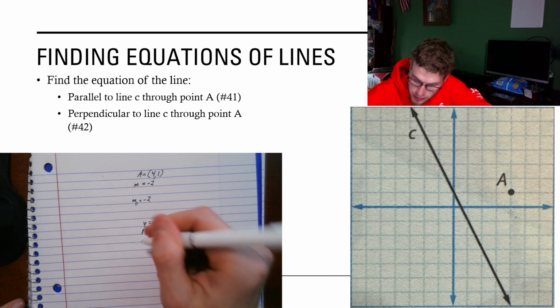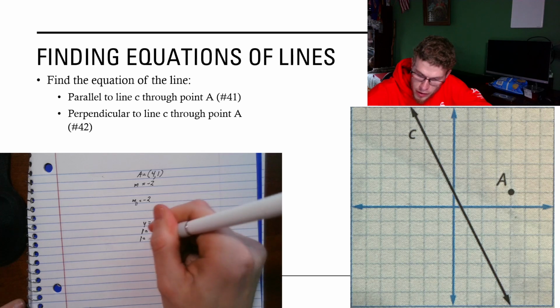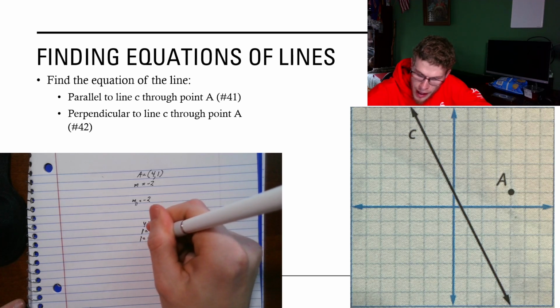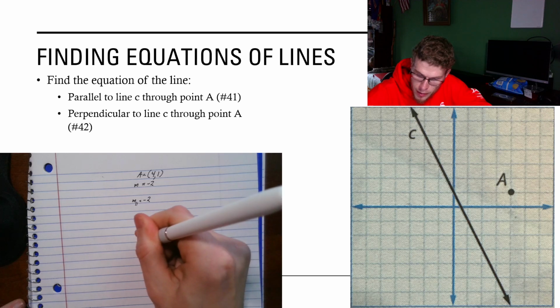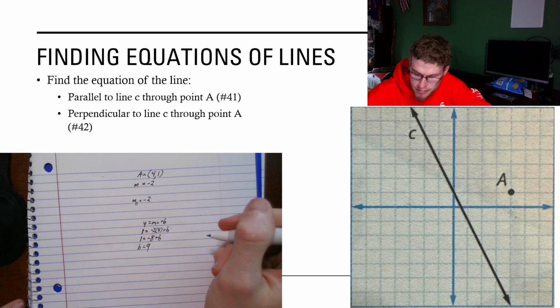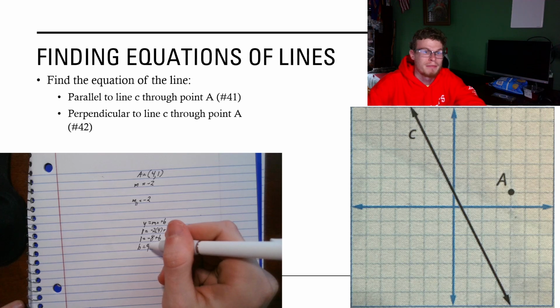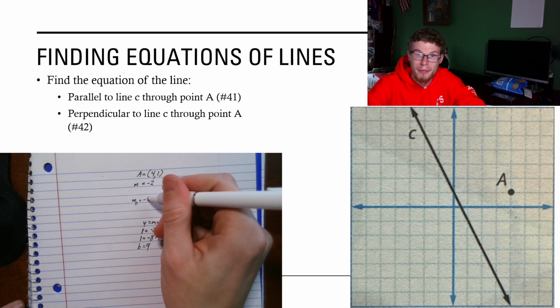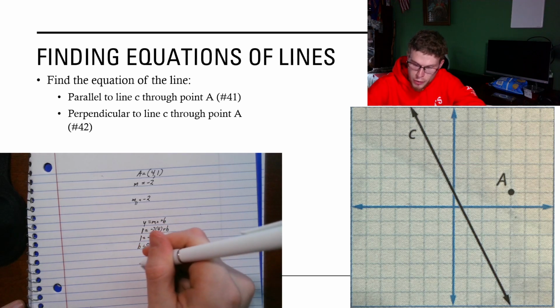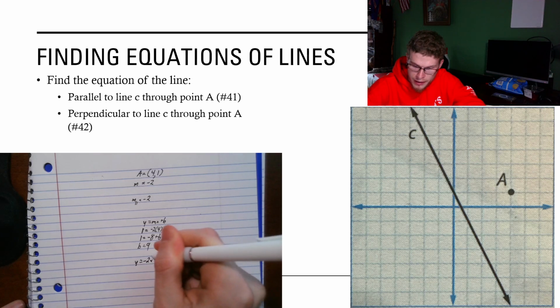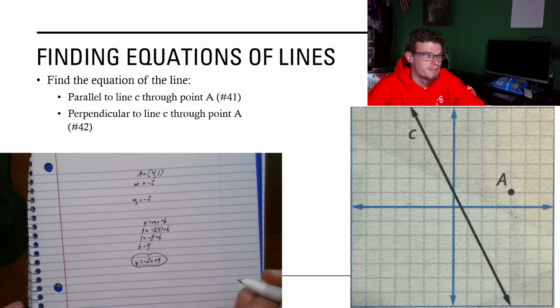So now, let's solve. 1 equals -8 plus b. b equals 9. Okay? Now that I know my y-intercept, I still know my slope. Right? So my equation is going to be y equals -2x plus 9. That is the equation of a parallel line that goes through point A.